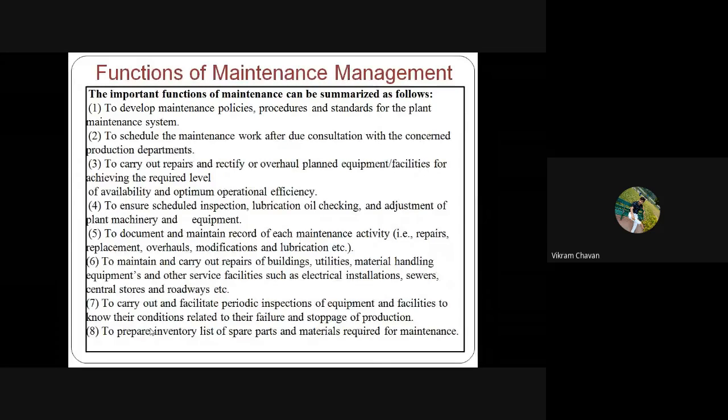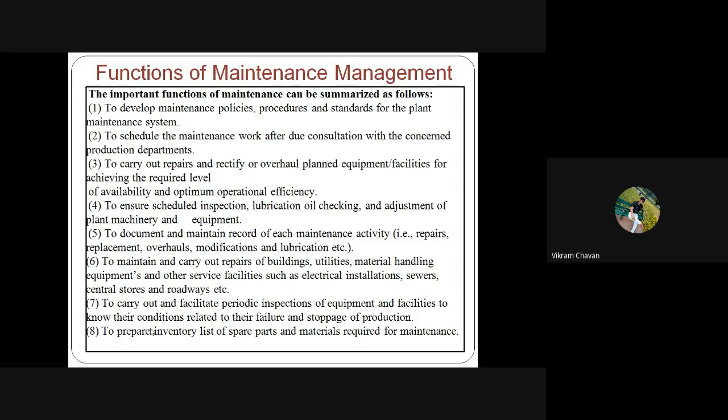Then, if you want to perform the inspection or the maintenance on the lathe machine, there are some standards to achieve a quality product from the lathe machines. So that standard should be achieved.